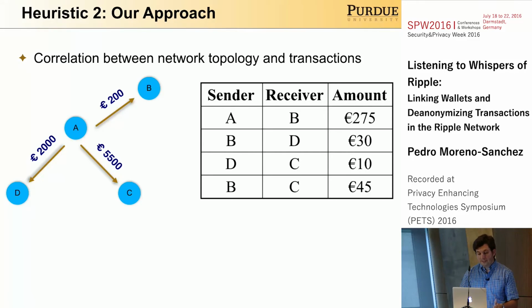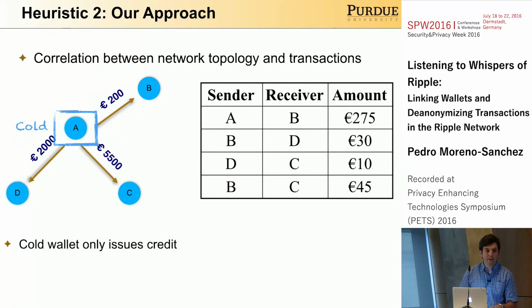The idea of this heuristic is to correlate these two pieces of information. And we can do it in the following manner. We know that the cold wallet of a gateway is being used to issue credit to the clients. So for that reason, we know that the cold wallets must have only outgoing links in the network. Therefore, the pseudonym A should be the cold wallet of a gateway.